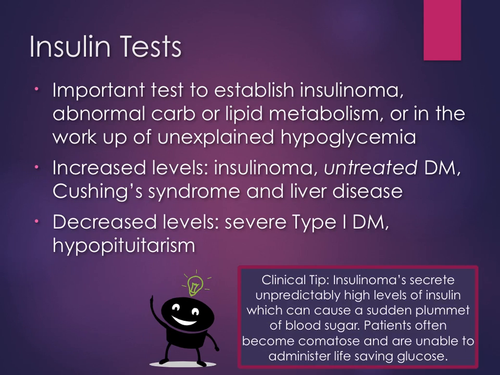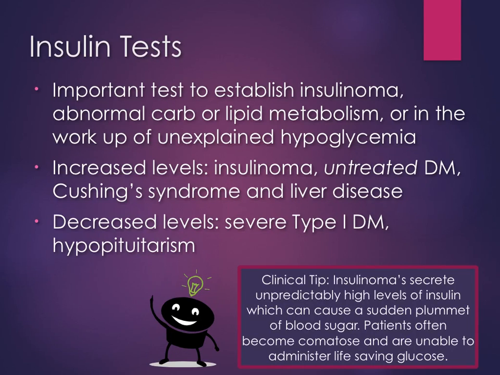We spent time talking about glucose tests. Now we're going to talk about insulin tests. These tests are important to establish diagnoses such as an insulinoma, abnormal carbohydrate or lipid metabolism, or in the workup of unexplained hypoglycemia. Increased levels with these tests might indicate an insulinoma, untreated diabetes, Cushing's syndrome, and even liver disease. Decreased levels, though, are seen sometimes in severe type 1 diabetes and hypopituitarism.